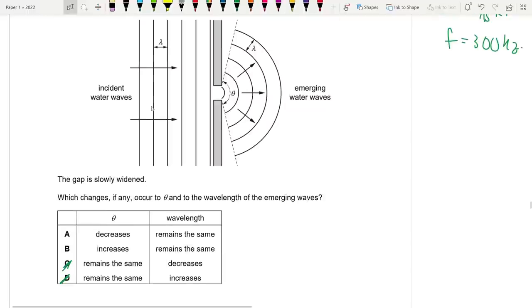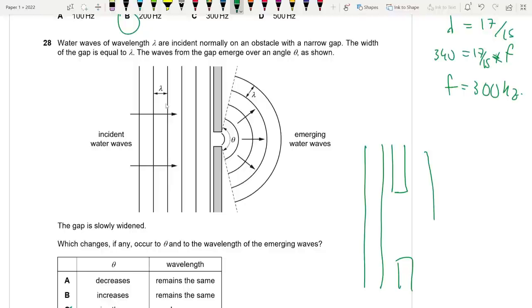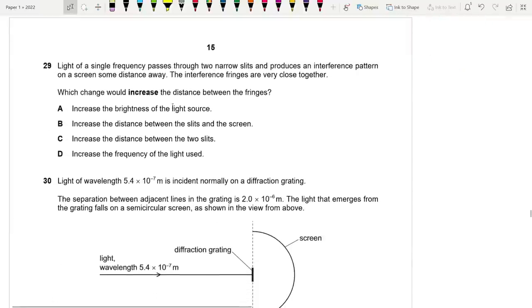So it's between C and D. But what happened? We have actually widened the gap. If you widen gaps, do you know what happens? Basically, the wave will diffract less. The waves become like this. They diffract less. For a narrow gap, diffraction is more, and for a wide gap, diffraction is less. Bending is less. So since bending is less, the angle of diffraction decreases. So 28 is in fact A, okay? But if we decrease the gap, it would increase.